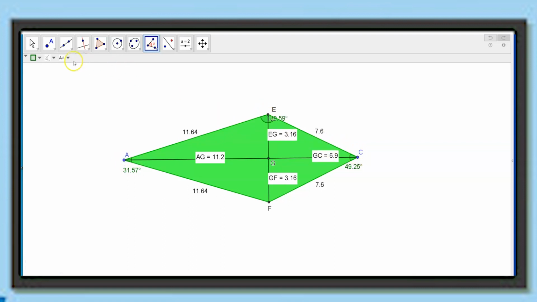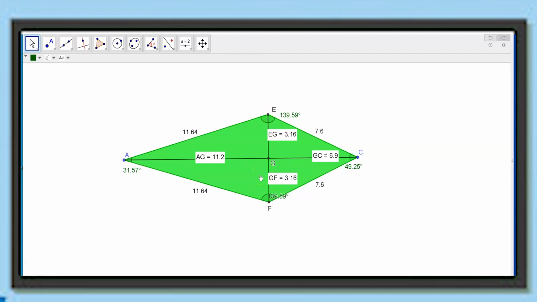Now that angle comes out to be 139.59. Now let me measure the last angle, which is going to be CFA. Now what's that angle equal to? That is also exactly equal to 139.59. So here E and F have become equal.